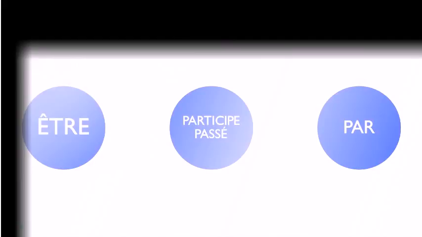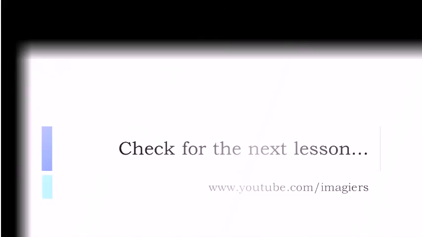So remember, être, then participe passé, then par. Don't forget this par because it's quite important. And these are the three elements that you will need to use to construct this forme passive. I hope it was clear.